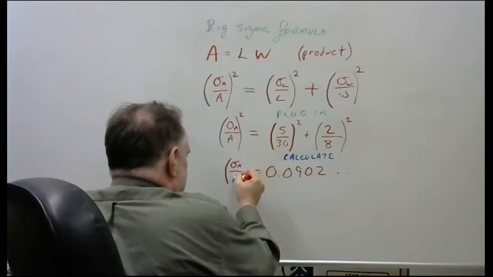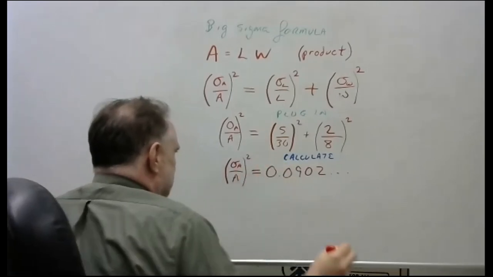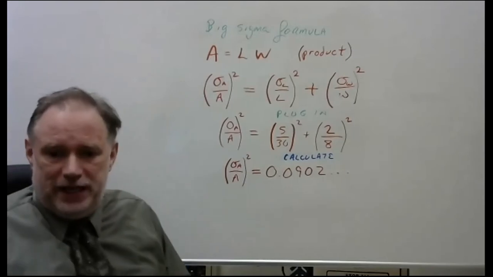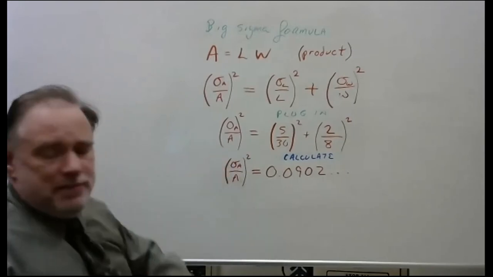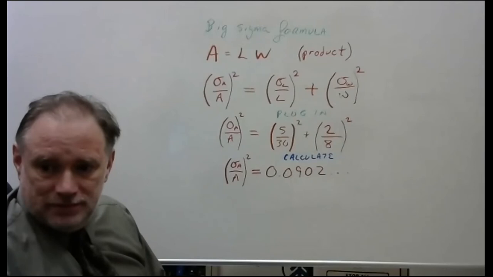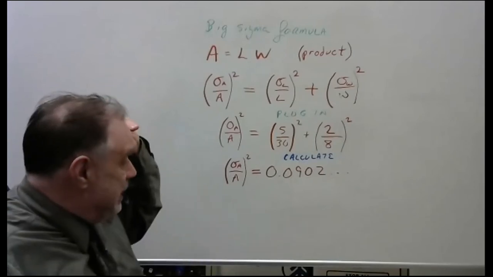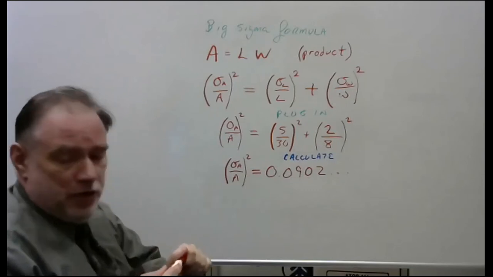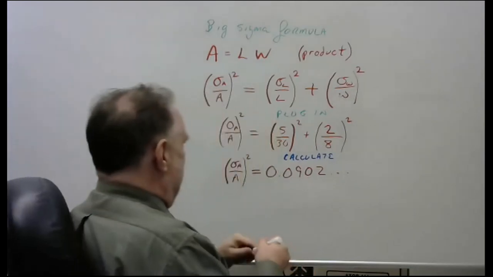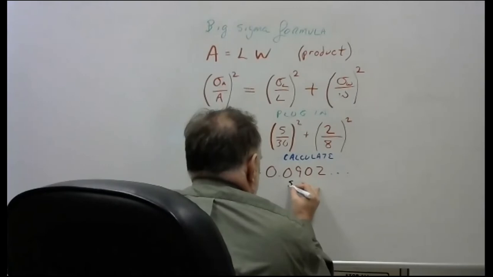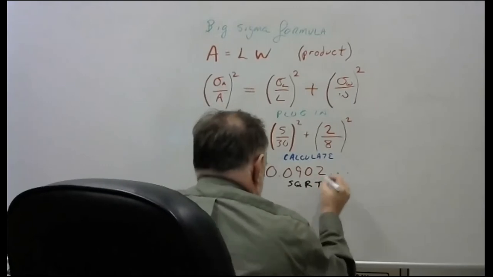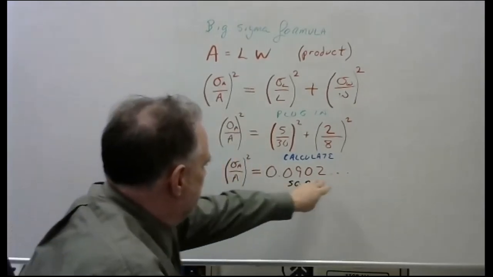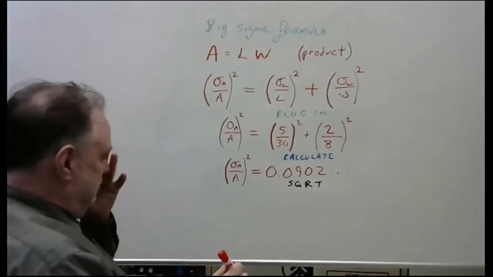So we solved the right-hand side, but we're not done yet. We're not done with this yet because we need to get sigma A out of this. So what do I need to do next? Square root both sides. So then I take the square root. Somebody take the square root of this side, tell me what you get.